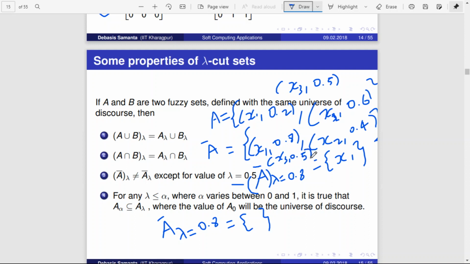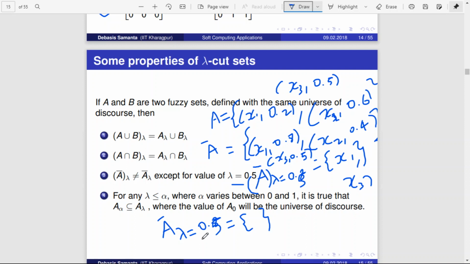Now if you consider A dash lambda of 0.5, then it will be x1 and x3, because x1 is also greater than 0.5 and x3 is also greater than 0.5, because 1 minus 0.5 is also 0.5. Now consider A dash lambda of 0.5, which is greater than or equal to 0.5.